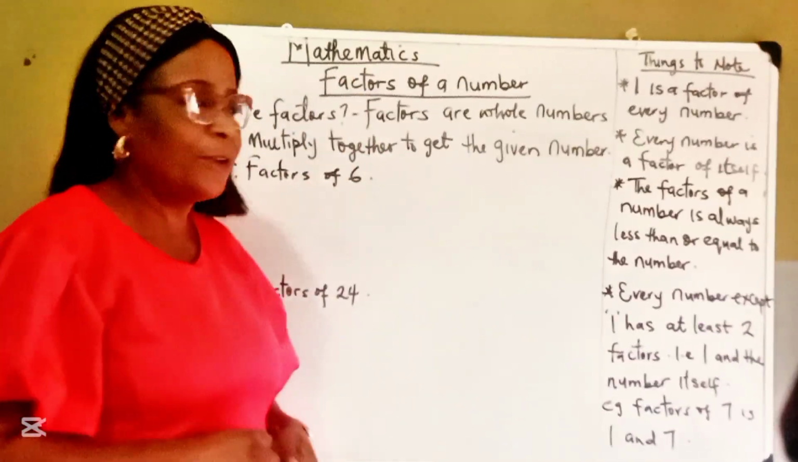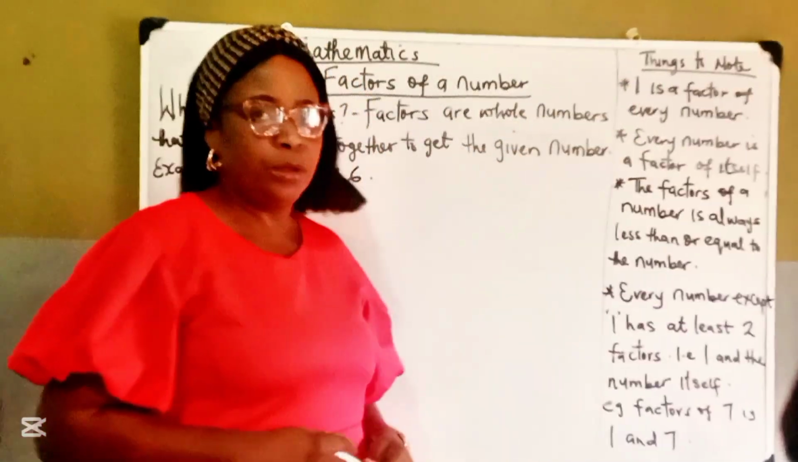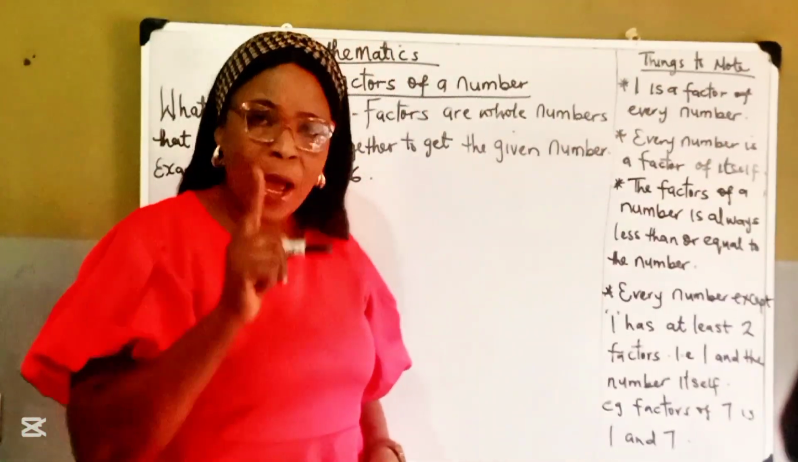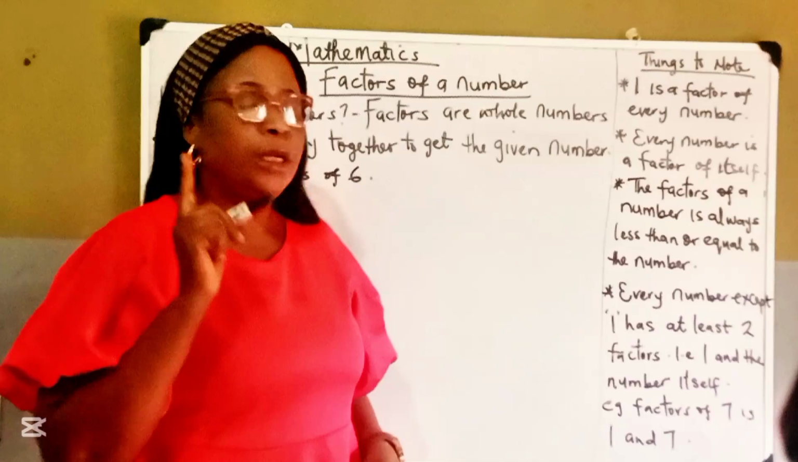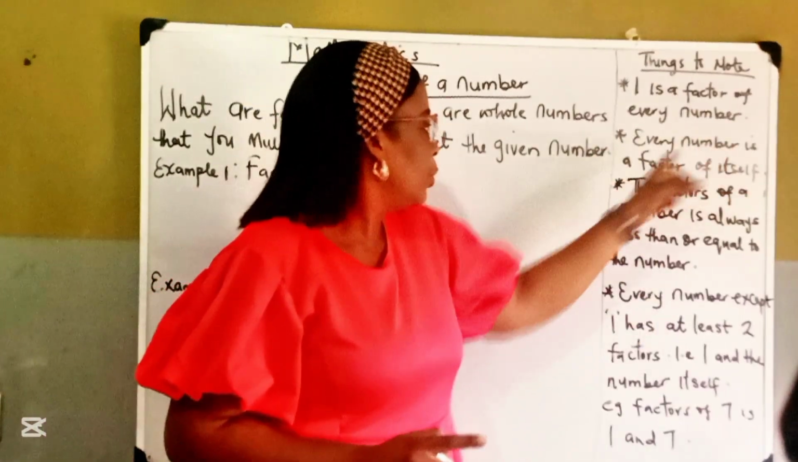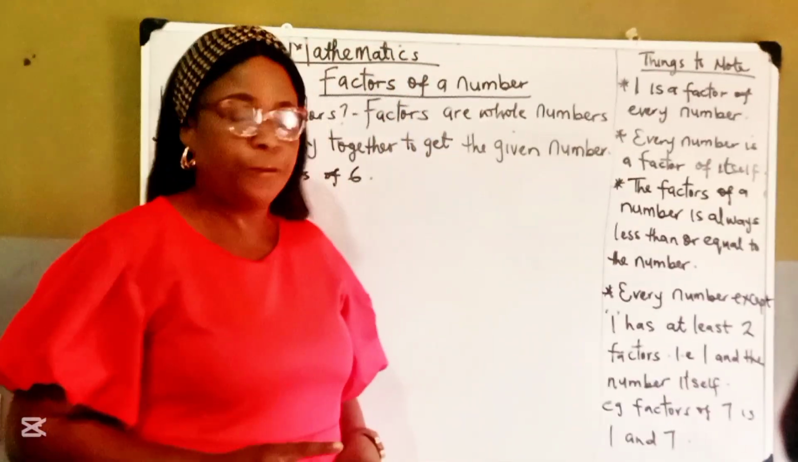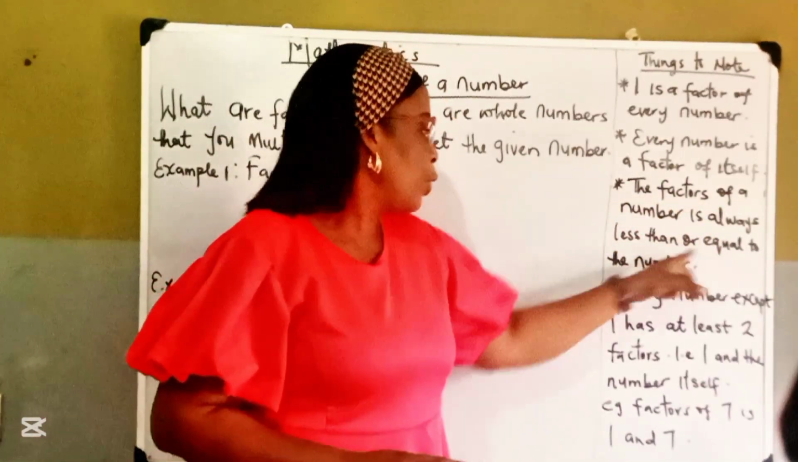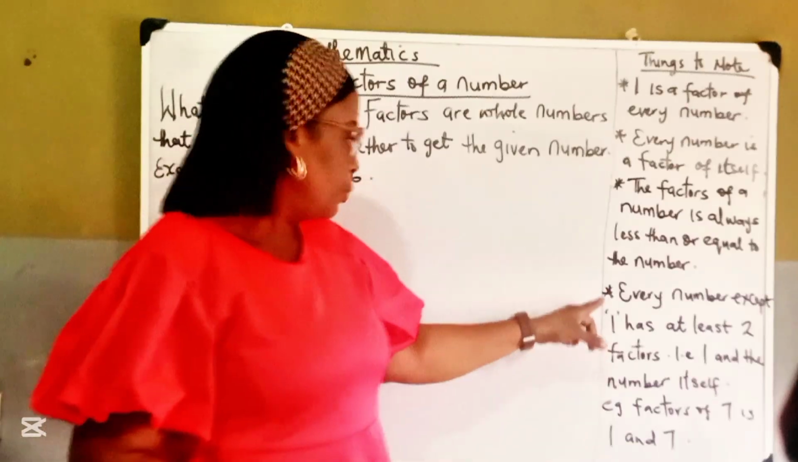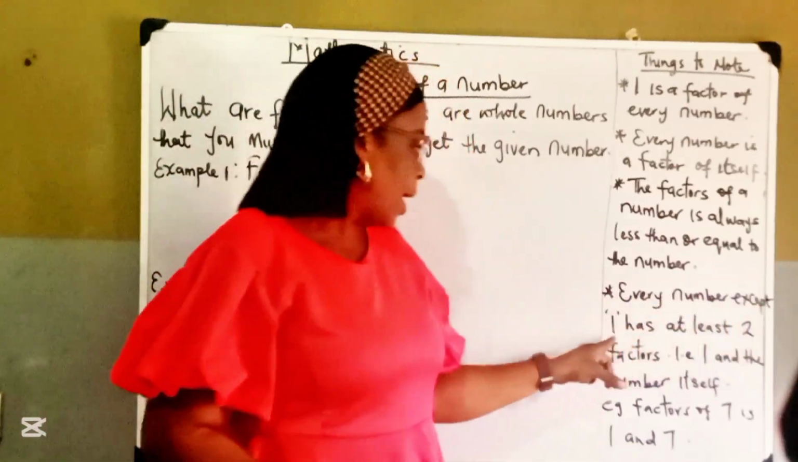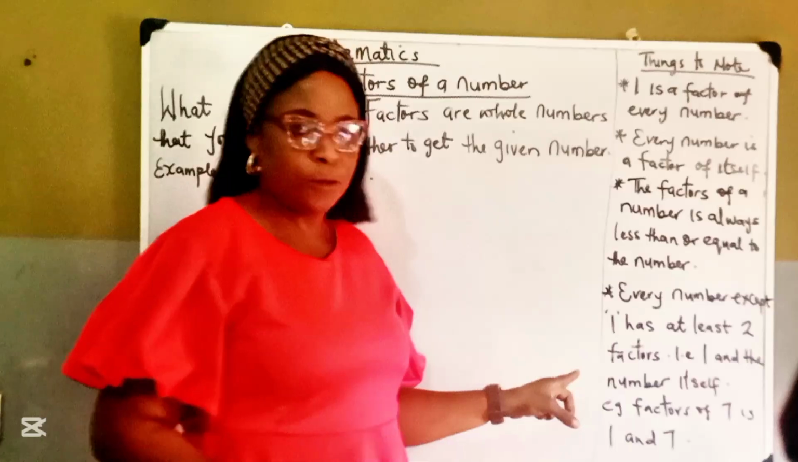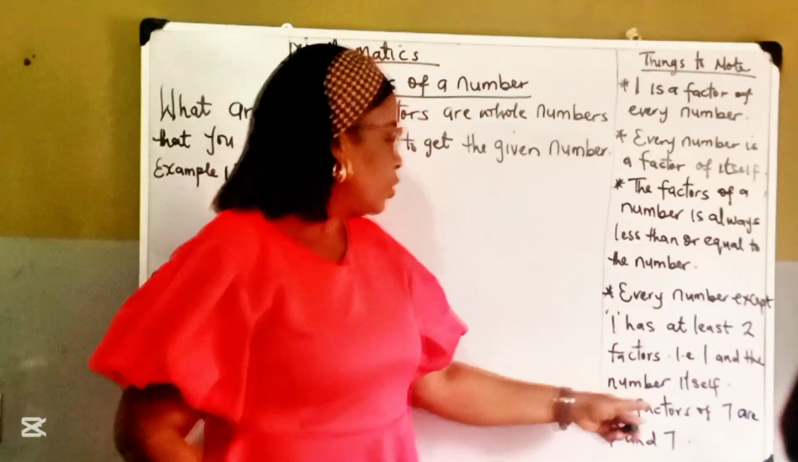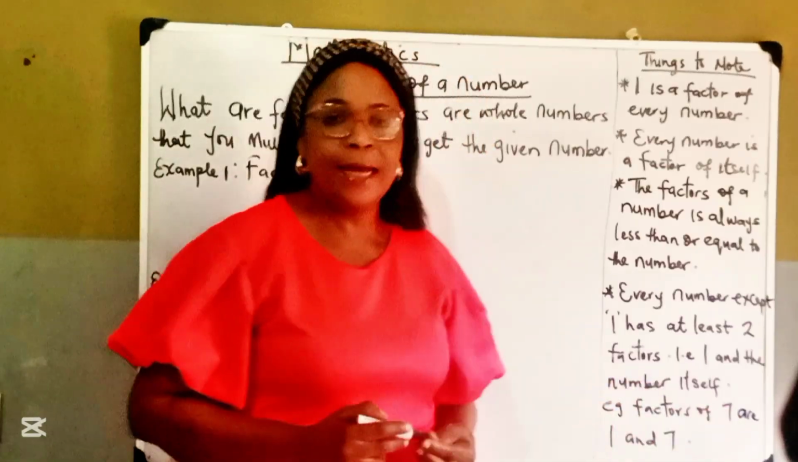But before we learn about factors, there are things to note. Number one, 1 is a factor of every number. Number 2, every number is a factor of itself. Number 3, the factors of a number are always less than or equal to the number. Number 4, every number except 1 has at least 2 factors. That is 1 and the number itself. Factors of 7 are 1 and 7.